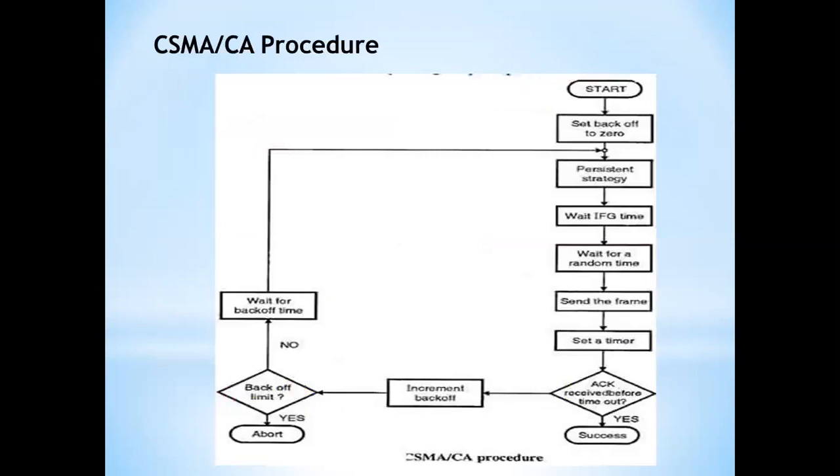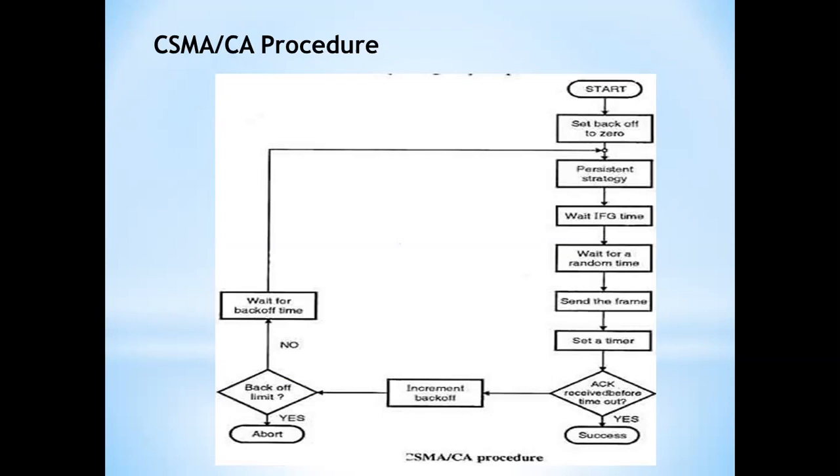Next is CSMA CA procedure. The long form of CSMA CA is the CSMA protocol with collision avoidance. Last was collision detection, and this is collision avoidance. The figure shows the flow chart explaining the principle of CSMA CA.